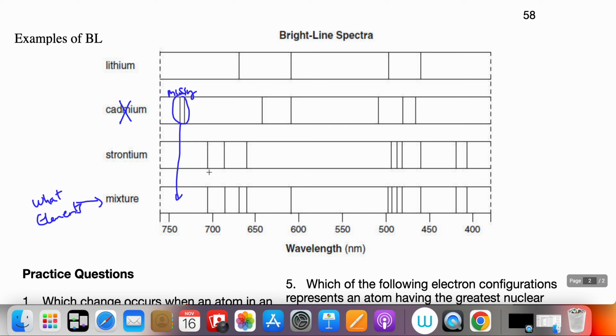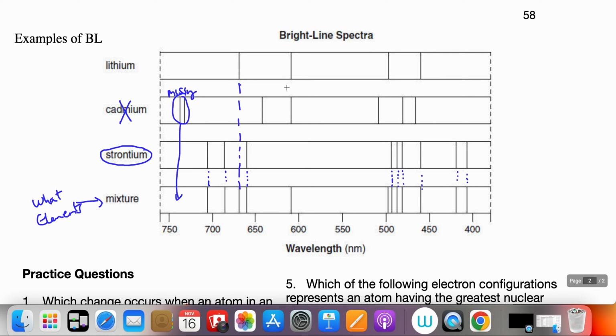Now, when you look at strontium, we see these line up, line up, line up. And with the strontium, so far, all the lines that we see in strontium's bright line spectrum are lining up. So this mixture definitely has strontium present in it. Now, there are some lines here that don't match up to strontium. Could it be because those lines belong to the other element, lithium? So take a look. So here is a lithium line.